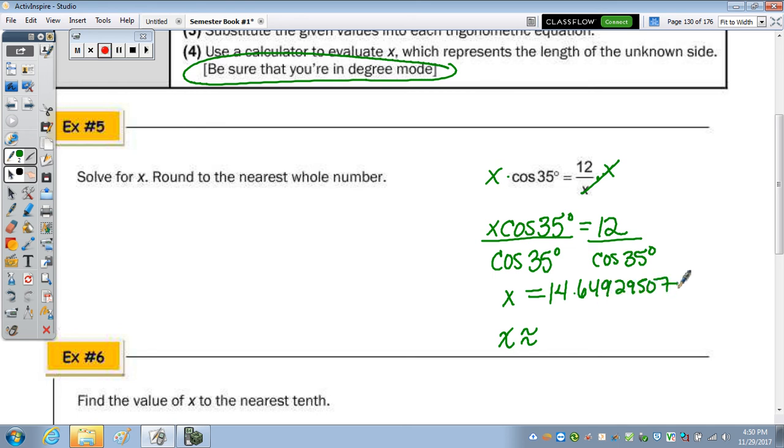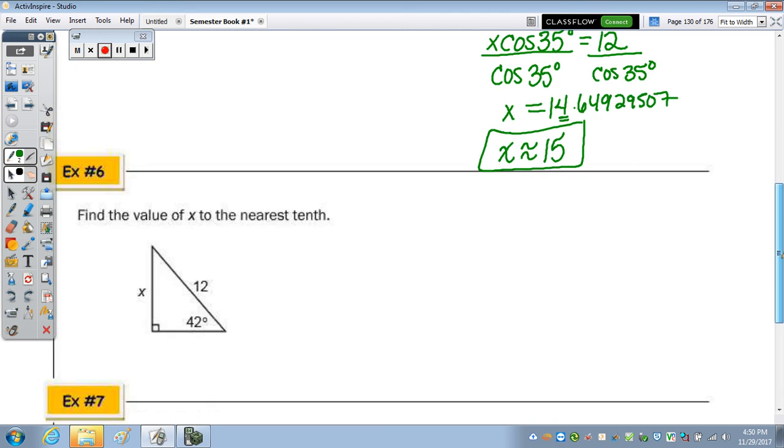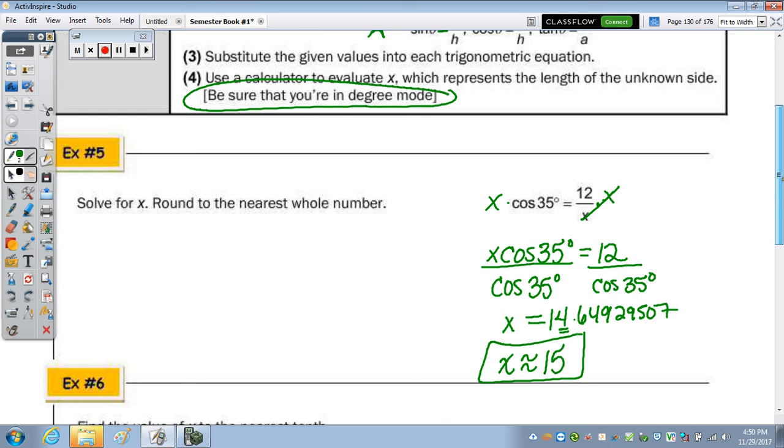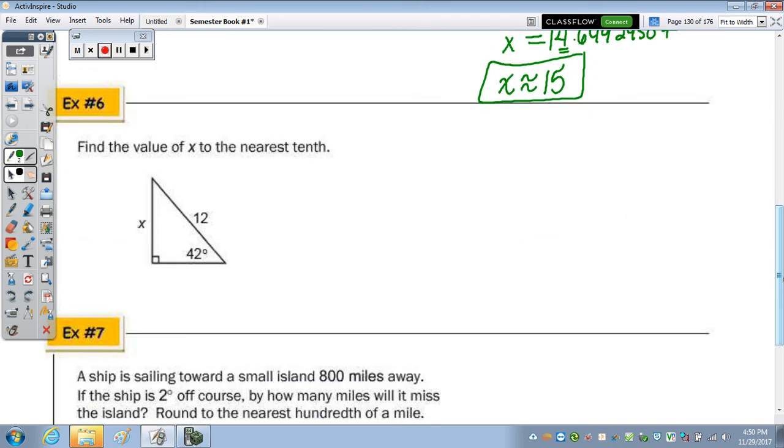And the next one, find the value of x to the nearest tenth. So the equation wasn't set up. Okay, so when we look at the angle given, it is 42 degrees. Now, you could also find the complement of 48 degrees and work with 48 degrees, but why work with an angle measure you had to do the calculation for? So let's use the 42, because any computational error will then cause another error later on.